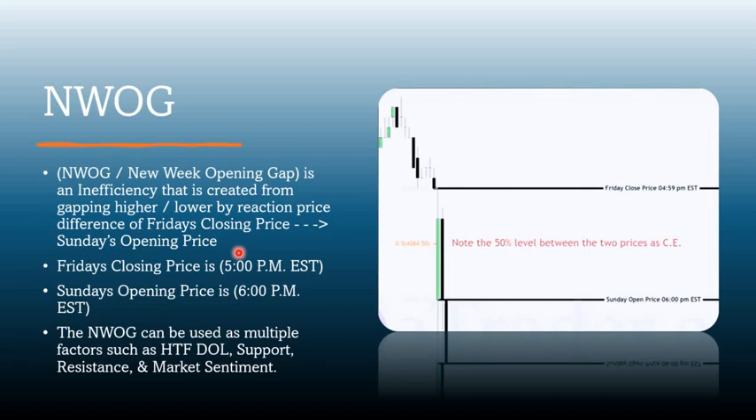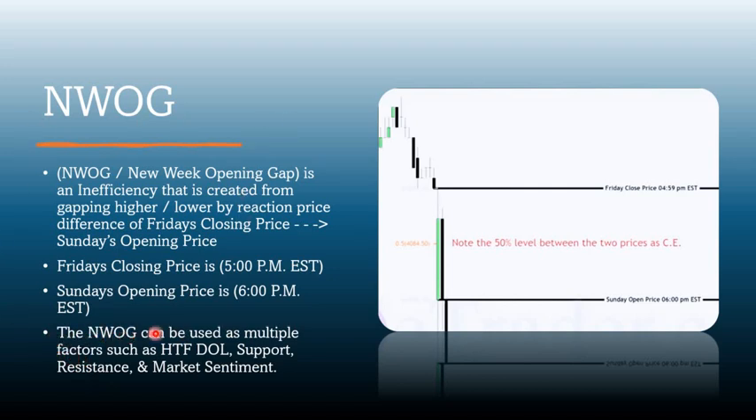And when the market opens, that new objective that the market wants to open at is going to be the open, no matter what. And if price wants to open higher, it is going to leave a gap from Friday's closing price all the way to Sunday's opening price. And that gap is going to be known as our new week opening gap, also known as an NWOG.